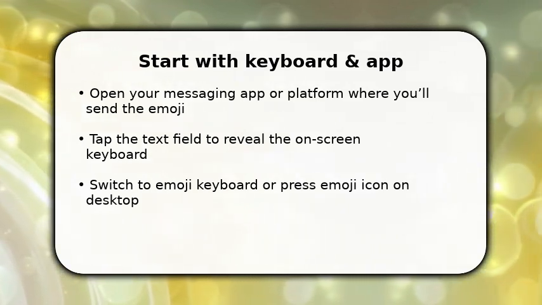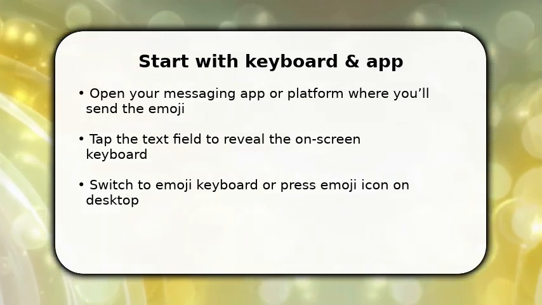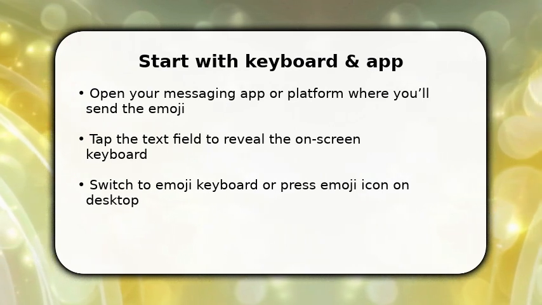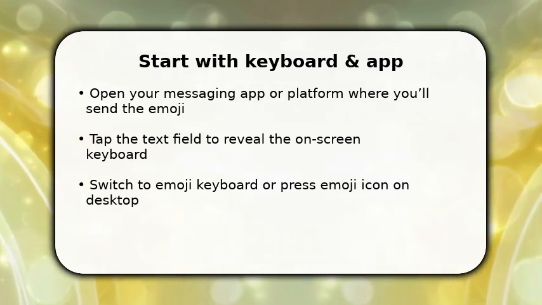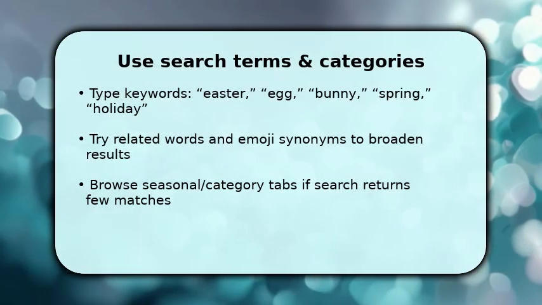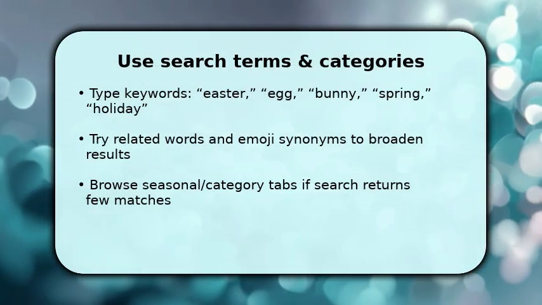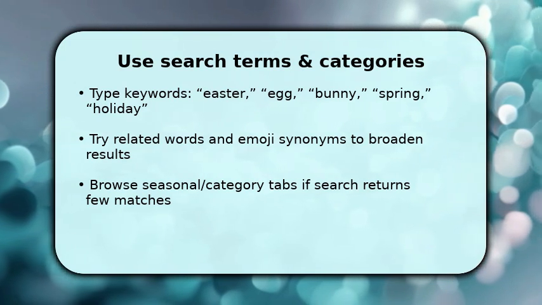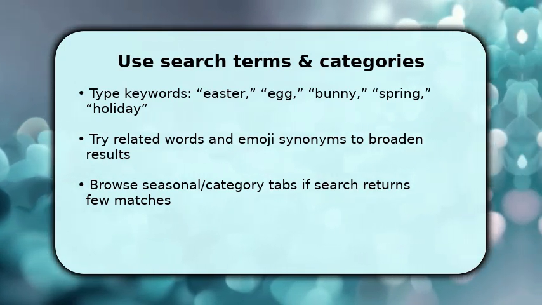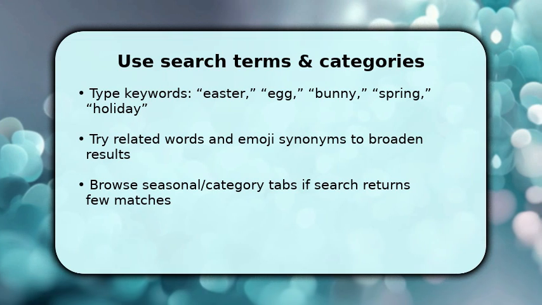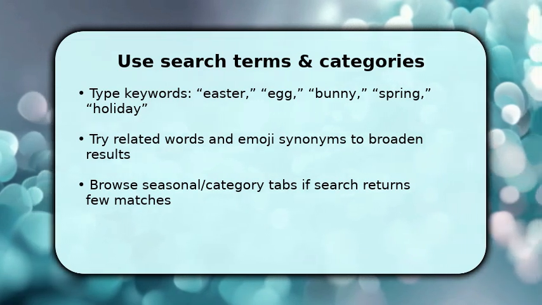This first step puts the emoji palette in front of you so you can quickly move from scanning to searching. You type a focus term like Easter or egg because search matches emoji names and keywords. This yields direct results faster. If nothing shows, try related words such as bunny, spring, or chocolate to surface variants.